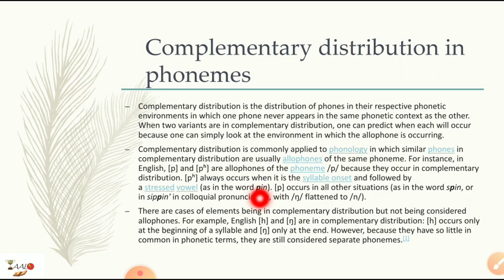Aspirated p always occurs in the word-initial position. That is, at the very onset of a word, aspirated p occurs. And especially when it is followed by a stressed vowel sound, aspirated p occurs. As in pin, p is followed by the i sound and it is stressed. Hence, you need to use aspirated p in the case of pin. Whereas in the case of spin, the p is not aspirated. Why is that so?